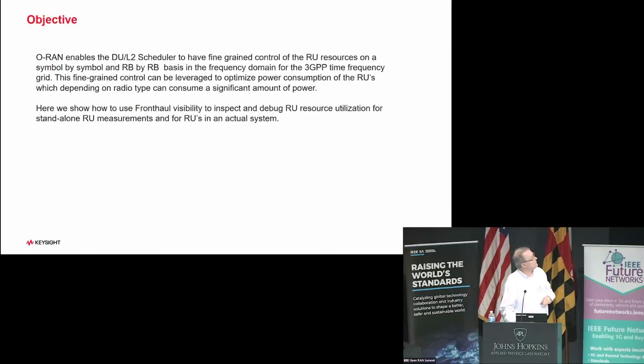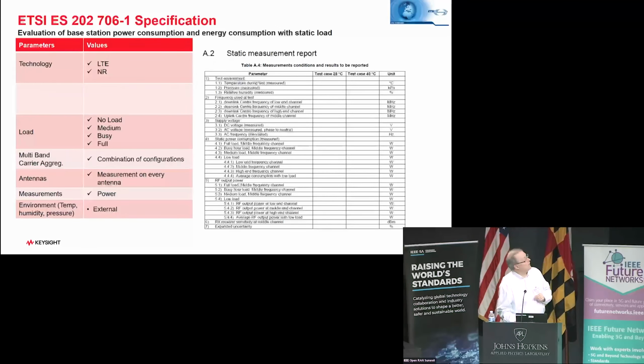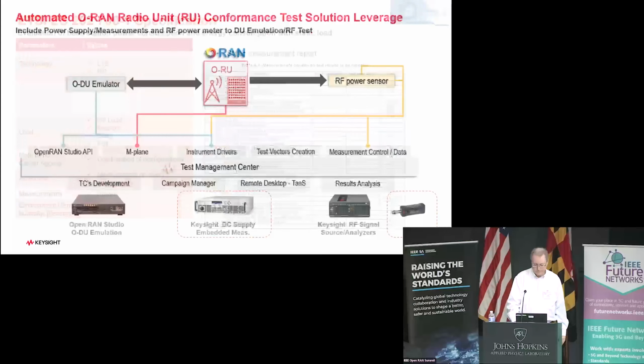Okay, ORAN and energy efficiency. We get very fine-grained control in the frame on an RB basis and also on a symbol basis in terms of what ORAN gives us. You could actually do things on every symbol if you want. Here we have the 706 specification, which specifies what measurements you have to make in terms of energy efficiency. One interesting thing to note is that we've got receiver sensitivity as part of that.